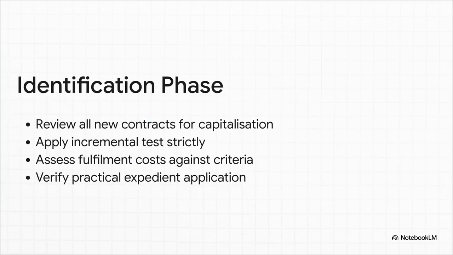So the crucial point is how this team executes their month-end checklist. Phase 1 is identification and classification. This step ensures that all new costs are rigorously tested before capitalization even happens. The team has to confirm that every single new contract is reviewed, that the incremental test is actually applied, that fulfillment costs meet all 3 strict criteria, and that you've confirmed your practical expedient is being applied consistently. Doing this right stops bad data from ever entering your balance sheet in the first place.